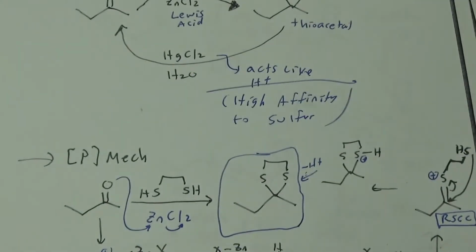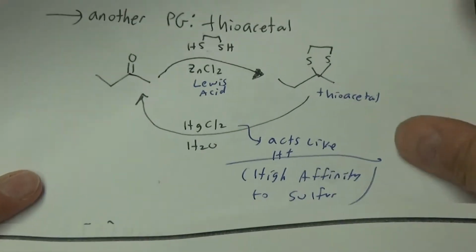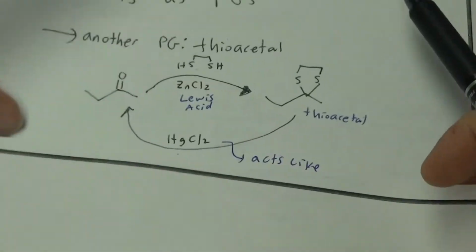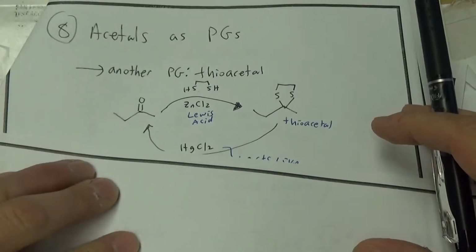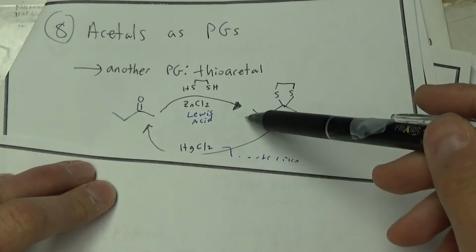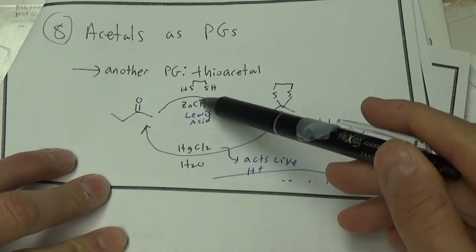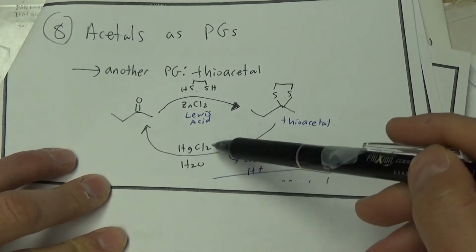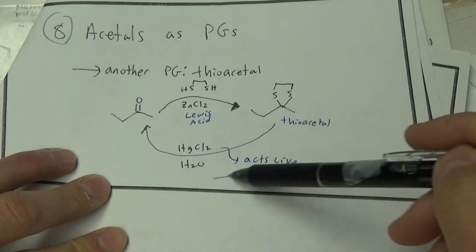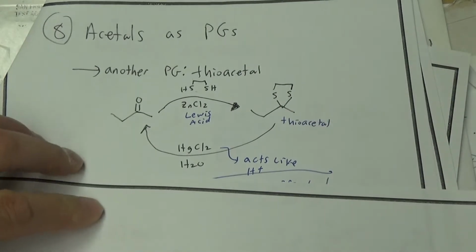We also learned about thioacetals. A thioacetal is the same thing as a normal acetal, except it's sulfur. And the only other differences with thioacetals was that you'd use zinc as a Lewis acid in the attachment mechanism, and mercury as a Lewis acid in the detachment mechanism. So we talked a little bit about the mechanisms of those two, and that's kind of where we ended up.